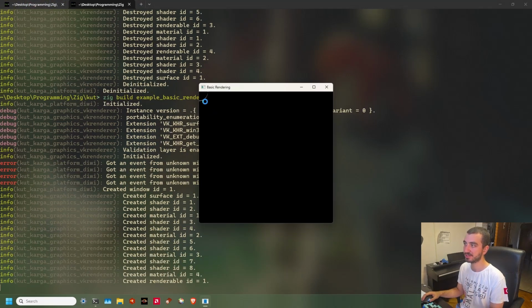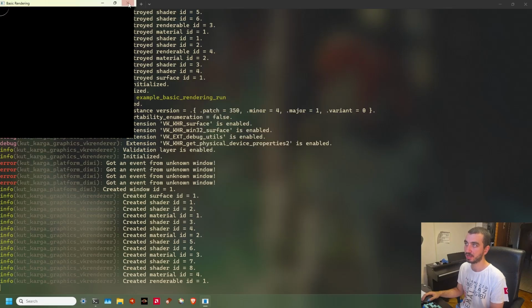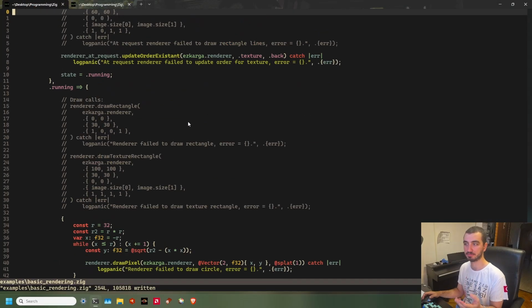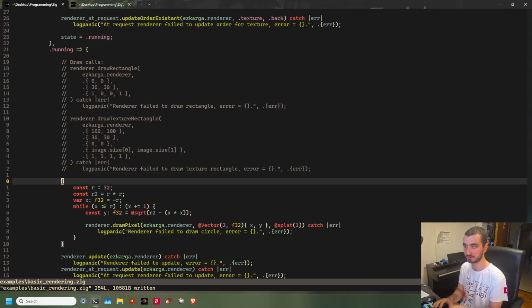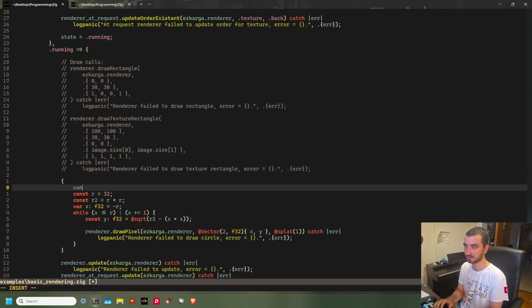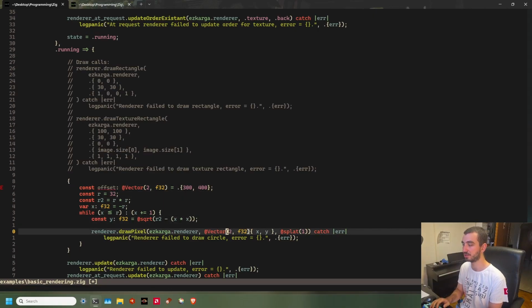Okay, so as you can see, it's only top left. And we don't know if it's one half or the whole circle, right? Because we can only see this top left, one half of it. So let's say offset, and this is going to be a vector too. And let's say it's 300 by 400 or something like that. And then we can add this to offset.